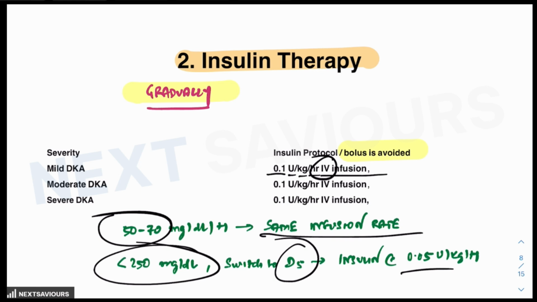But in some exceptional cases, the IV bolus might also be required, like severe diabetic ketoacidosis with significant insulin resistance, like morbid obesity, or high insulin requirements in previous admissions.